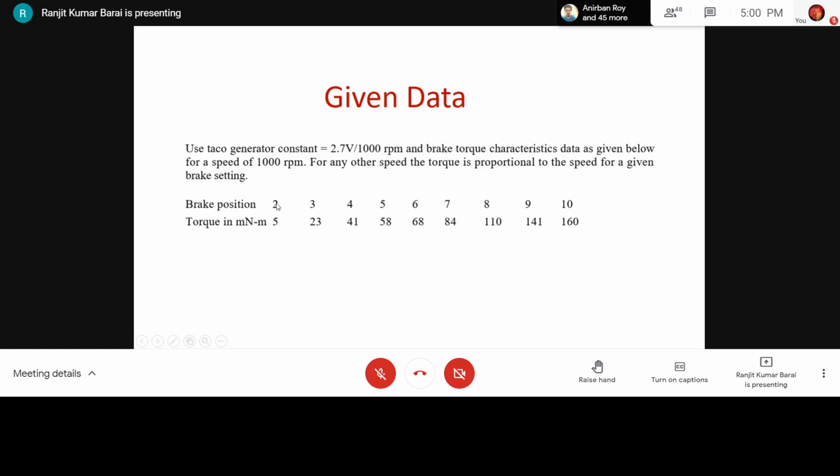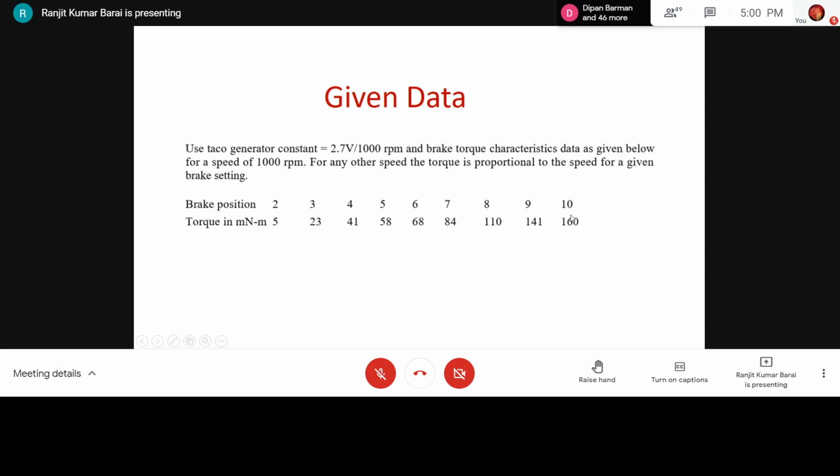When brake position is 2, for 1000 RPM the shaft torque will be 5 millinewton meter. For 3, the shaft torque will be 23 millinewton meter, like that. For brake position 10, the shaft torque will be 160 millinewton meter. So in between these positions, for any other speed, you can proportionately calculate.